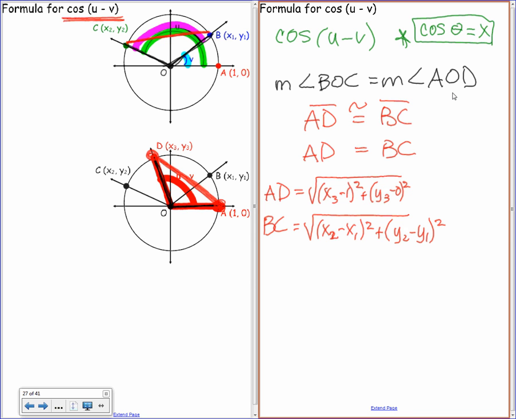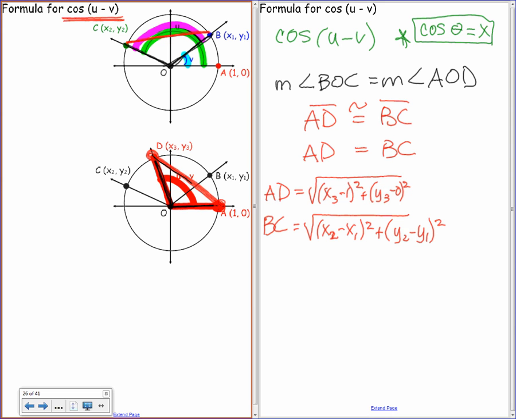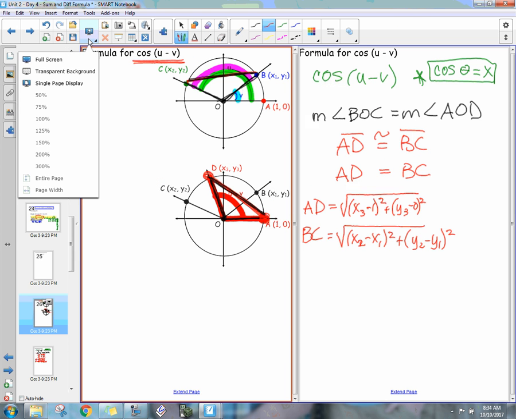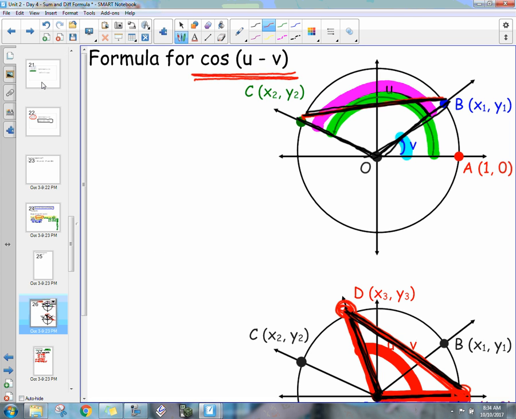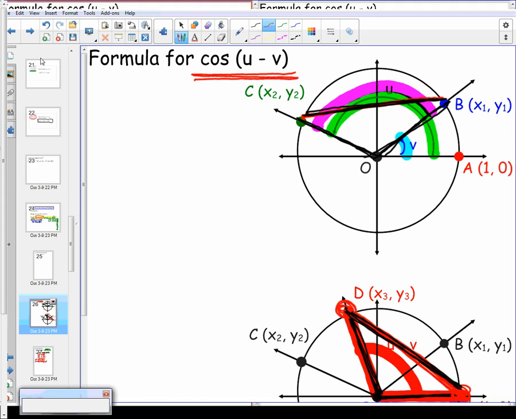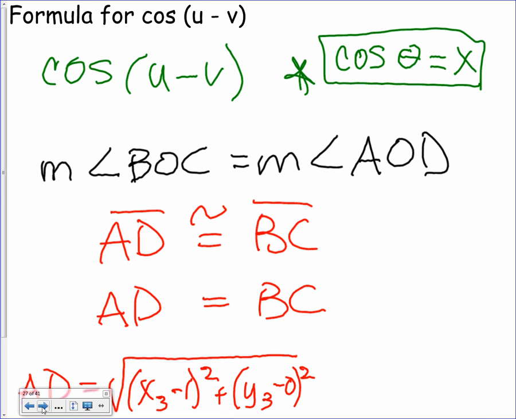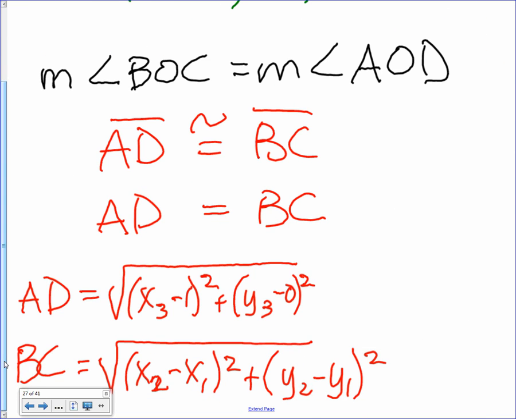I have more room to write, so I'm going to get rid of the split screen here. My whole point is that these two segments, because we're on a unit circle and because we said the angles are congruent, are congruent. That's the premise we're going with here. Let's go to single page, full screen, and advance this. See how big that writes when I got rid of the split screen?